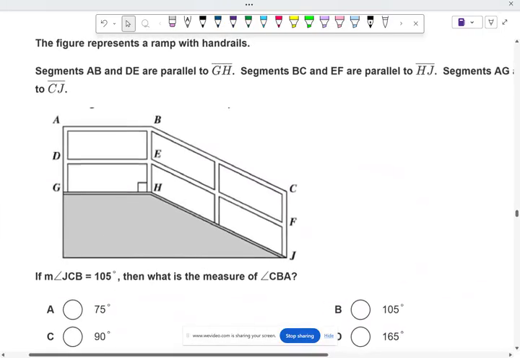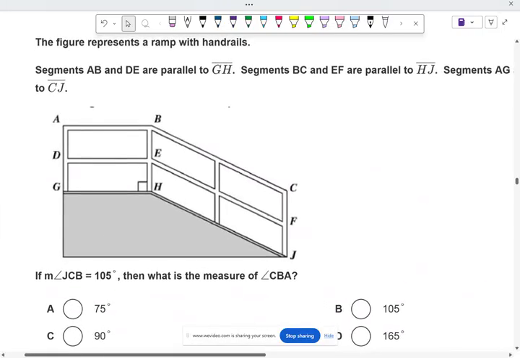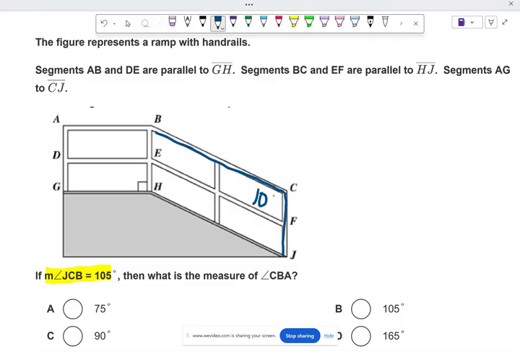The figure represents a ramp with handrails, and they tell us all of these segments that are parallel to each other. And down here, they give us that the measure of angle JCB is 105. So let's start by filling that in. From the J to the C to the B is 105.